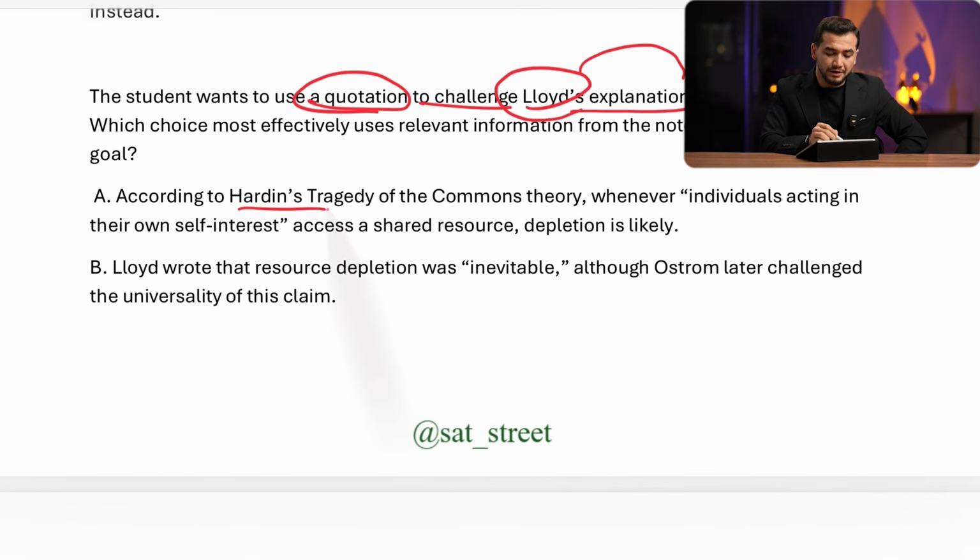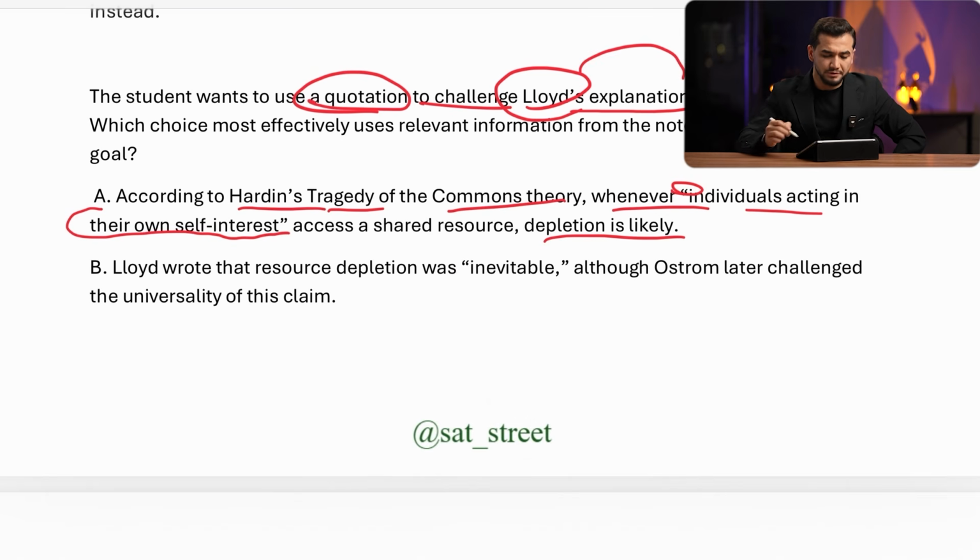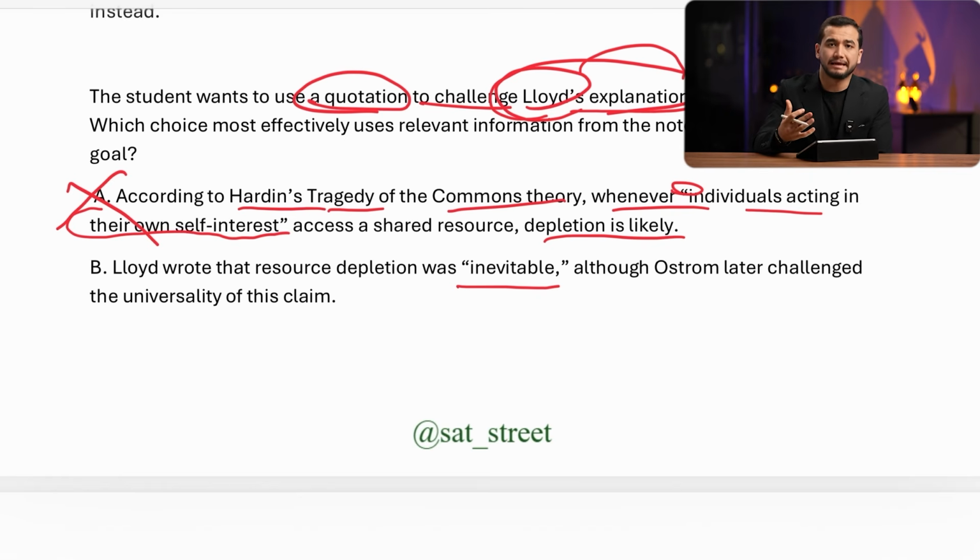According to Hardin's tragedy of the commons theory, whenever individuals acting in their own self-interest access a shared resource, depletion is likely. Well, in option A, there is no reference to Lloyd's explanation at all, so it's out. B. Lloyd wrote that resource depletion was inevitable, although Ostrom later challenged the universality of this claim. Okay, this might be tempting, guys. But look, we need a quotation to challenge his idea. So we need the quotation from somebody else, not his own. So this is going to be out as well.